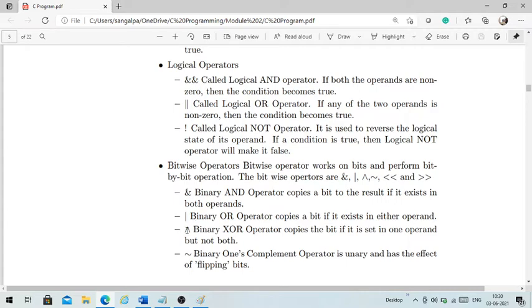Now we will go through the XOR operator. The binary XOR operator copies the bit if it is set in one operand but not in both. So if both are 1 1, it will return 0. If both are 0 0, it will also return 0. If it is 1 0 or 0 1, it will return 1. So that is the binary XOR operator.